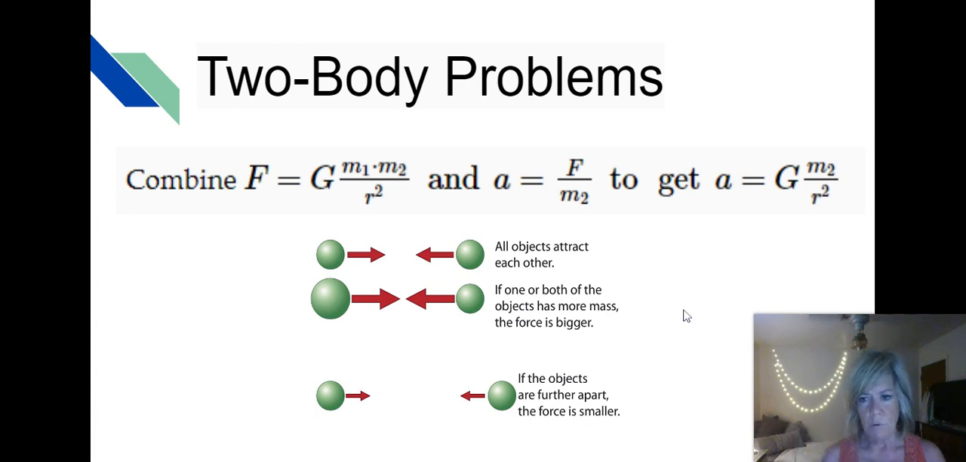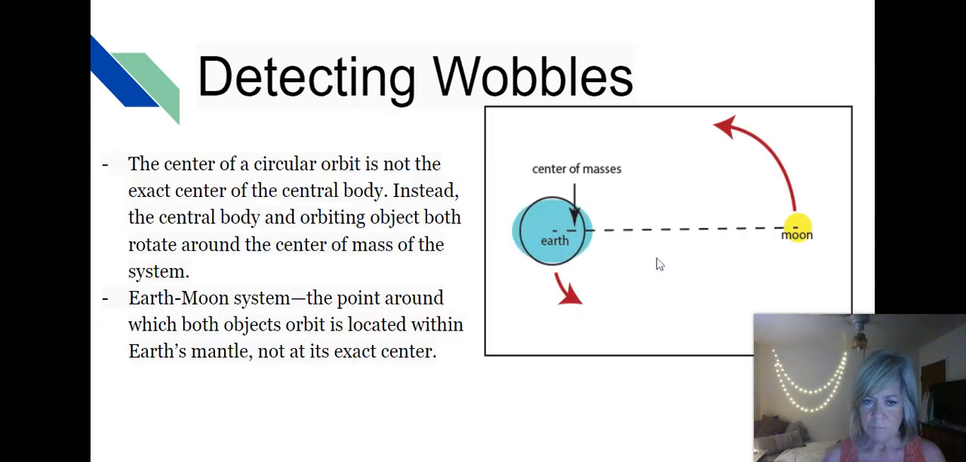This is a two-body problem. When you have two bodies, remember that they attract each other, but if one mass is larger, then the attraction is bigger. If they move further apart, then the force gets smaller. So these are all things to take into consideration when we're calculating the two-body problems. So, detecting wobbles.